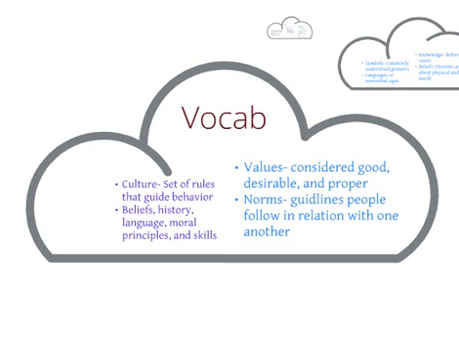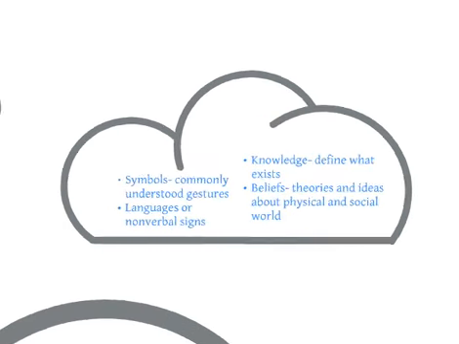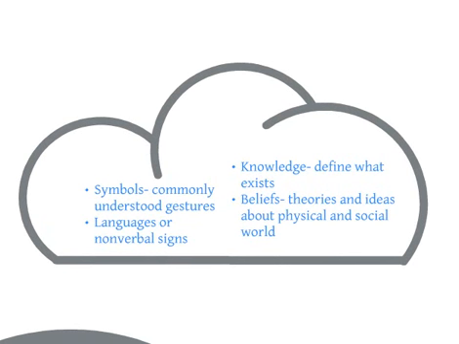Mores are norms that have more powerful significance attached to them. An example would be stealing. Symbols are commonly understood gestures, words, sounds, or objects that have come to stand for something else. This can be languages or nonverbal signs that communicate across languages.